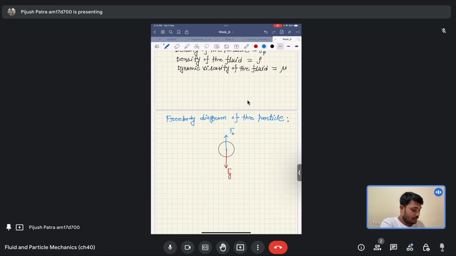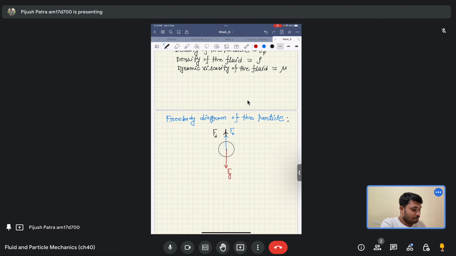Okay, and there is another force. When the particle moves through the fluid, the particle will experience a drag force because of the fluid. This drag force will also act opposite to the motion of the particle. So I will call it Fd. So what are the different forces?